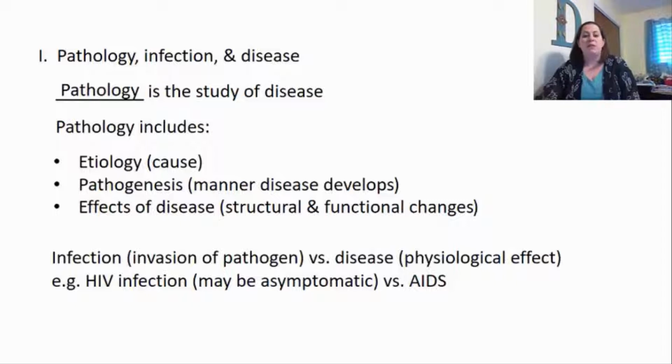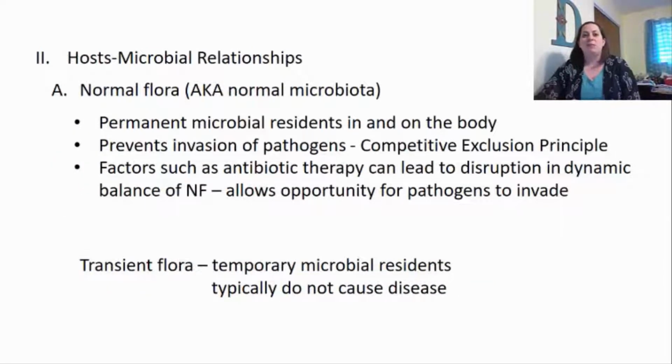So an example, you can have an HIV infection, but you would be asymptomatic. We don't see any issues with it, but your body is being colonized with that virus. When we actually start to see the physiological changes that happen in the body, that's when it's now the disease, which is AIDS.